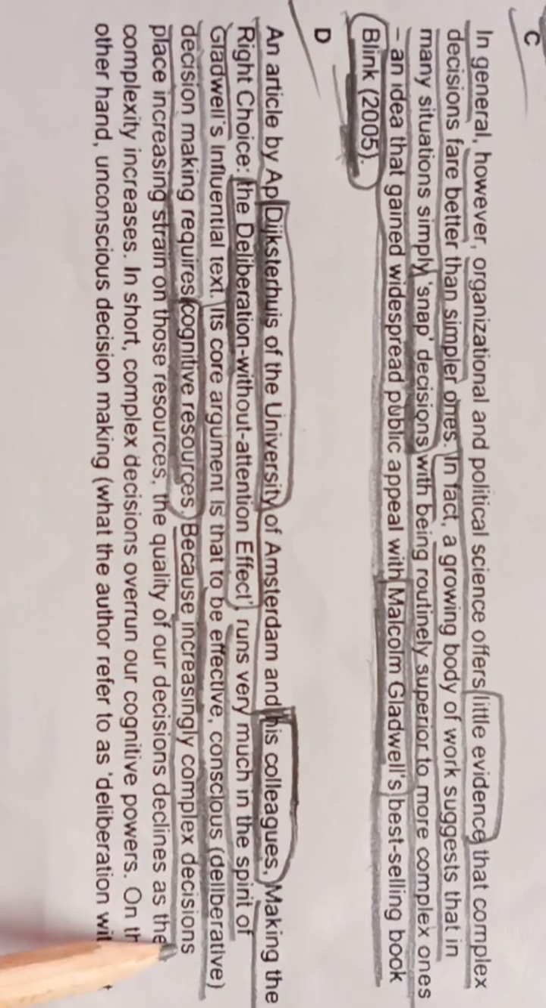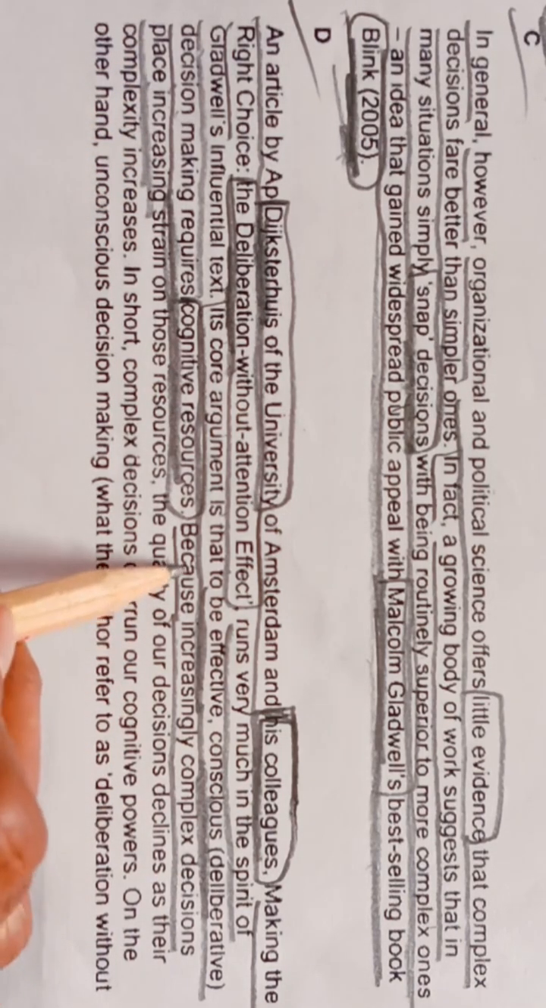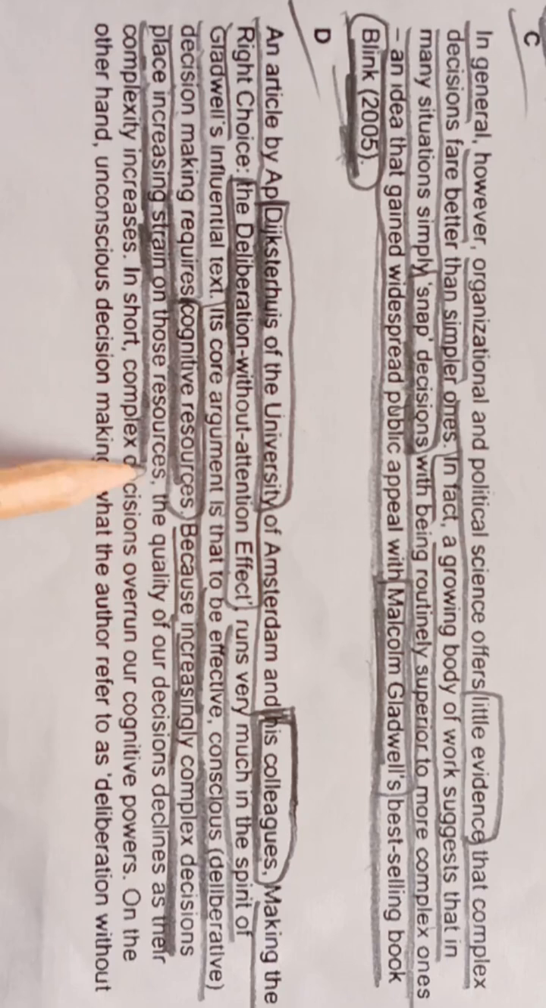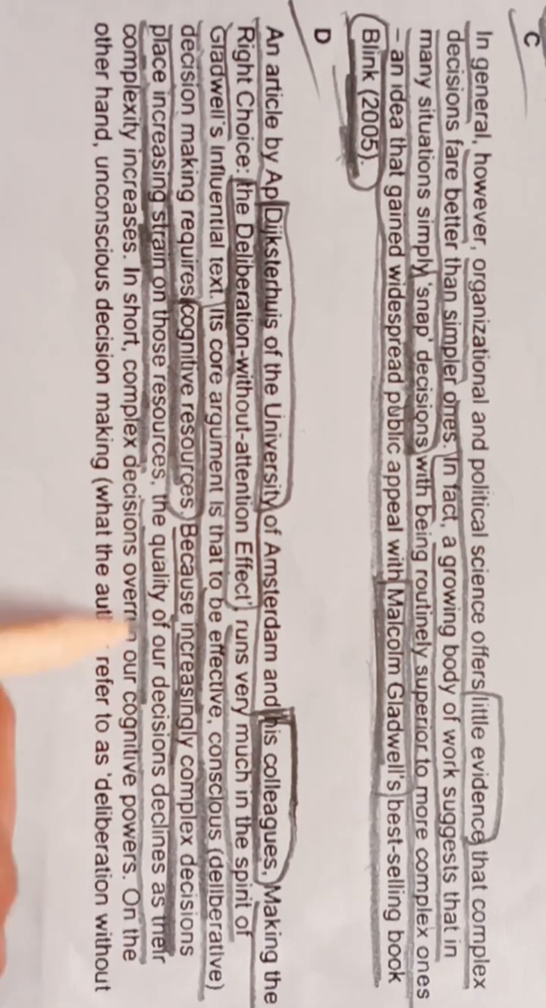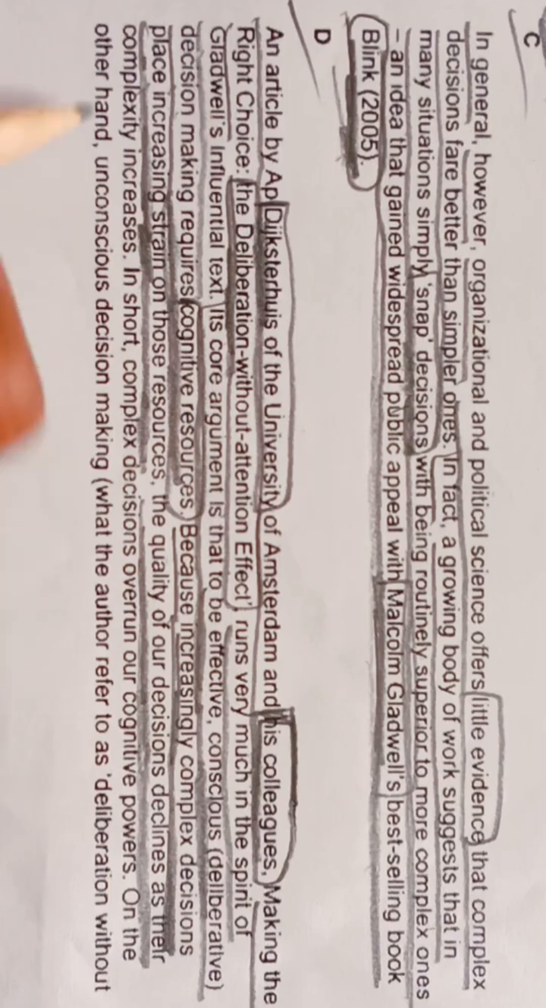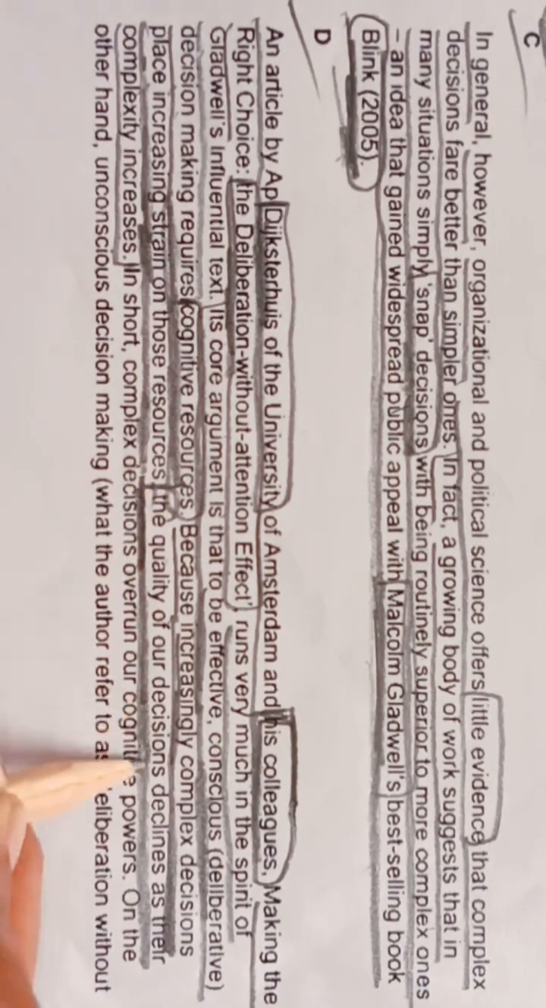Because increasingly complex decisions place increasing strain on those resources, the quality of our decisions declines as their complexity increases. What they are saying is the quality of our decision declines or decreases as their complexity increases.